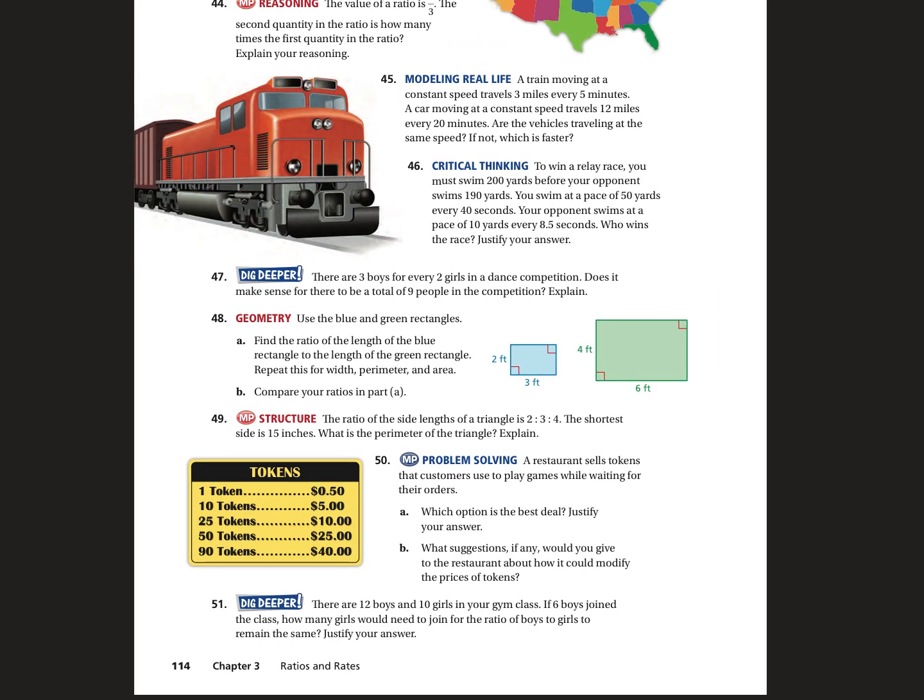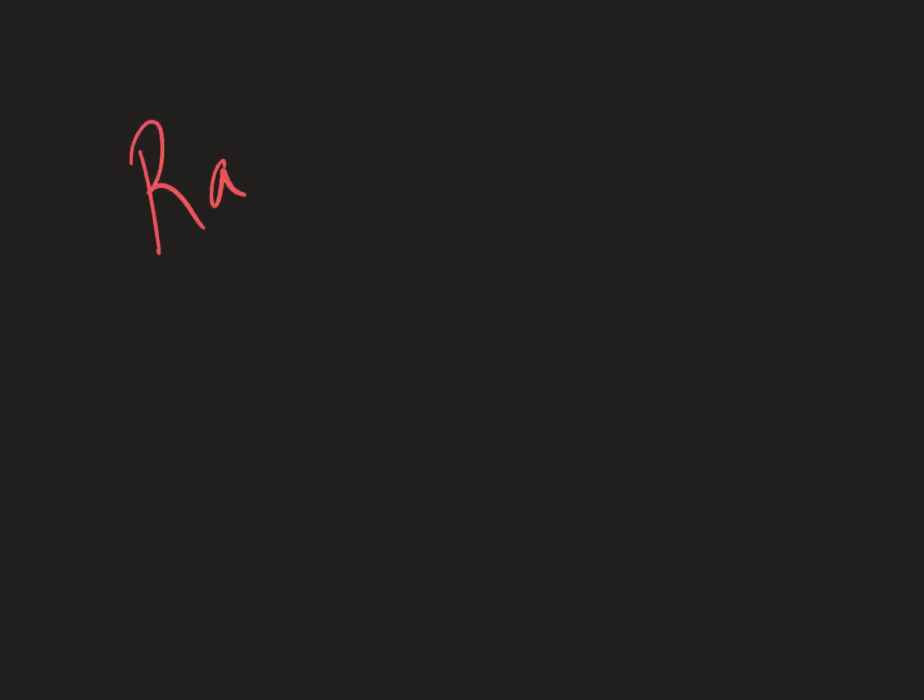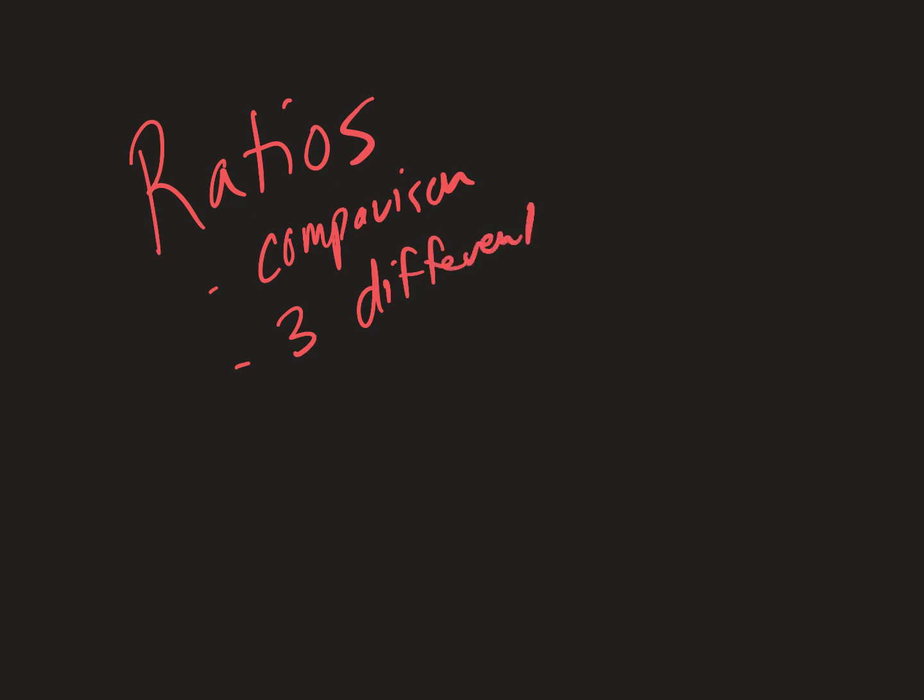So essentially, just to wrap up all of that, again, ratios are a comparison of two numbers. Okay, a comparison. We can write it three different ways. And then we can determine what equivalent ratios are by multiplying a ratio by the same number to find equivalent ratios. All right, so that was lesson 3.1.